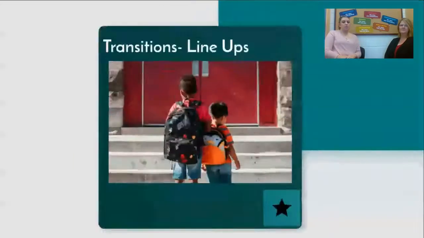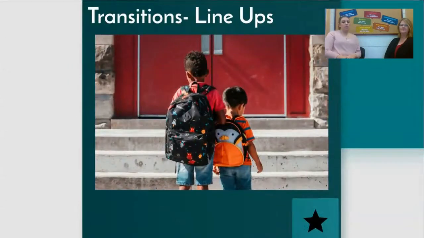So the first one here is during transitions, like lineups. What kind of math do you see in lineups? We line up all throughout the day. We line up to go to the gym. We line up to go outside. We line up to go to our bus. What kind of math can we embed during that time? That happens frequently throughout the day.